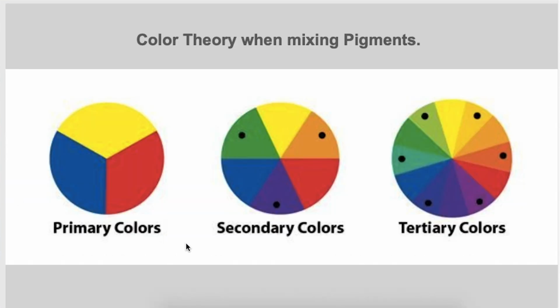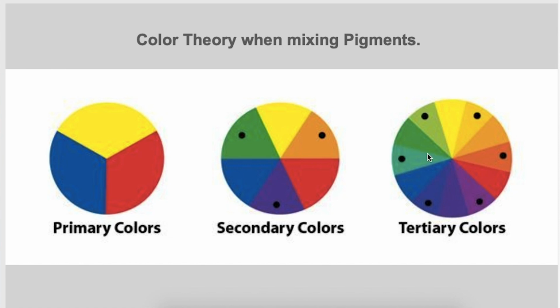So primary colors, red, blue, and yellow, is what I will be talking about. You mix primary colors to get your secondary colors, right? You mix red plus yellow equals orange, yellow plus blue equals green, red plus blue equals purple.